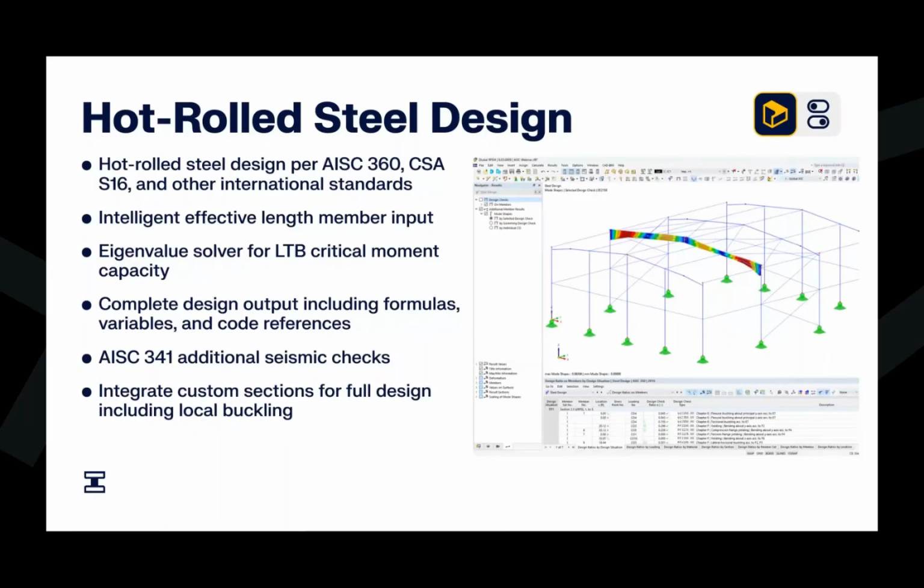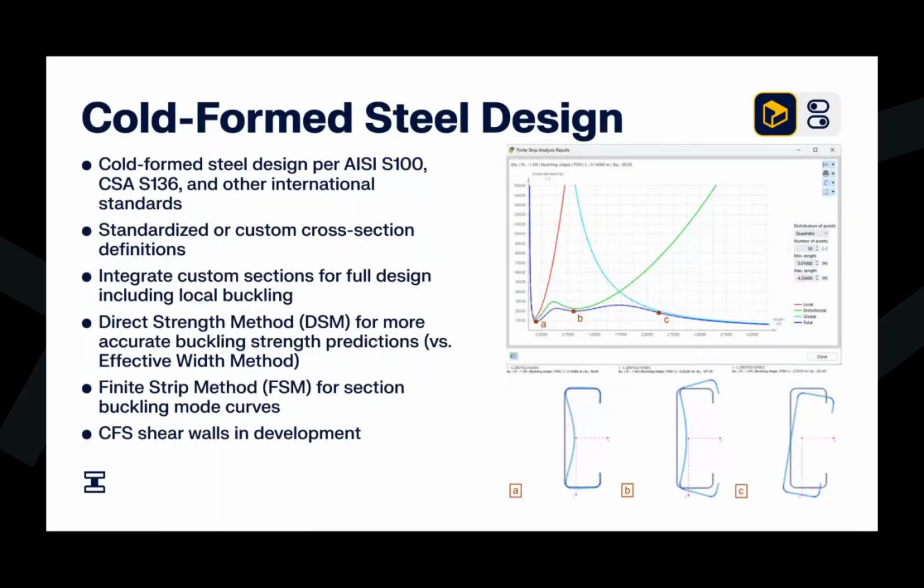Moving on to cold form steel design, this includes the AISI and the CSA S136 standards. We have the ability here to design those cross sections that you find from these codes, but it's quite common to also have custom cross sections. So you might find the parametric sections directly in RFEM that are available. We have a good handful there.